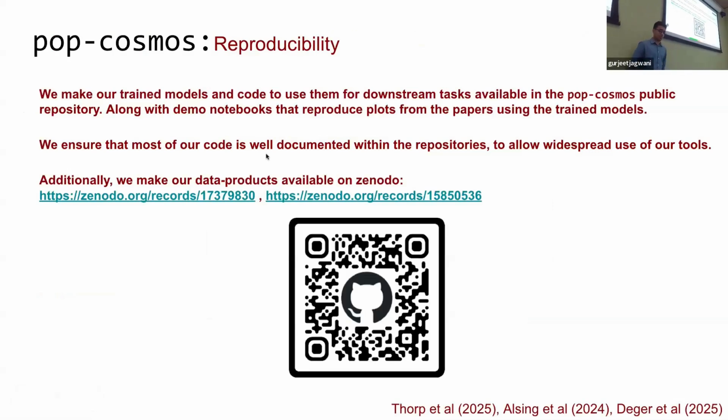Most of our work is very reproducible, so we make our trained models and code to use them for downstream tasks available in the PopCosmos public repository, along with demo notebooks that reproduce plots from the papers using the trained models. We ensure that most of our code is well documented within the repositories so that everybody can use our tools. And additionally, we make all of our data products available on Zenodo.